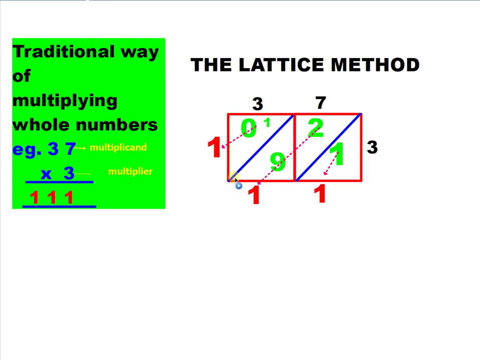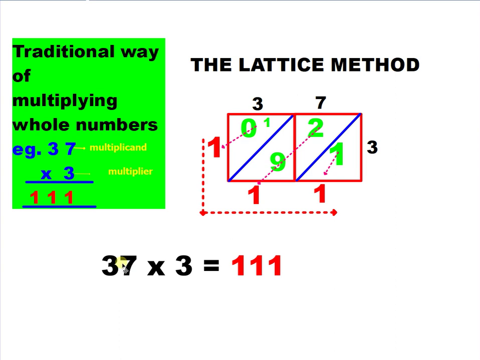Finally, our answer is going to be read 111, of course. But we do not read it from the back to the left and then go up. You have to read it from the top down and then from left to right. Then you get your 111 this way, top, down, and then left to right. So finally, using the lattice method, 37 times 3 gives you 111.